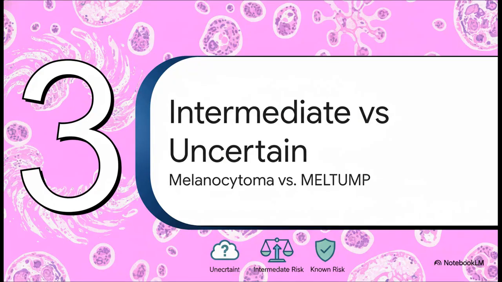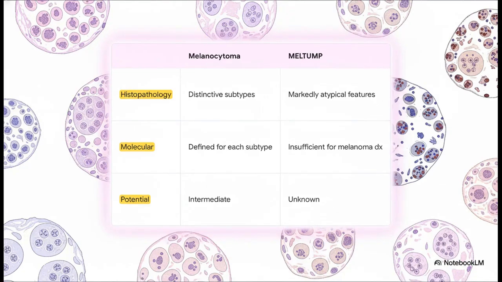Okay, this next point is absolutely crucial. When we say melanocytoma, we are talking about a tumor with a known intermediate risk. This is completely different from a tumor where the risk is truly unknown or uncertain. So let's really break down that difference. This table lays it out perfectly. A melanocytoma has defined features and a pretty predictable low to intermediate risk. On the other hand, MELTUMP, which stands for melanocytic tumor of uncertain malignant potential, that's a term used for those really tough cases that have worrisome features but don't quite meet the criteria for melanoma. The key takeaway is this: intermediate risk is not the same thing as uncertain risk.